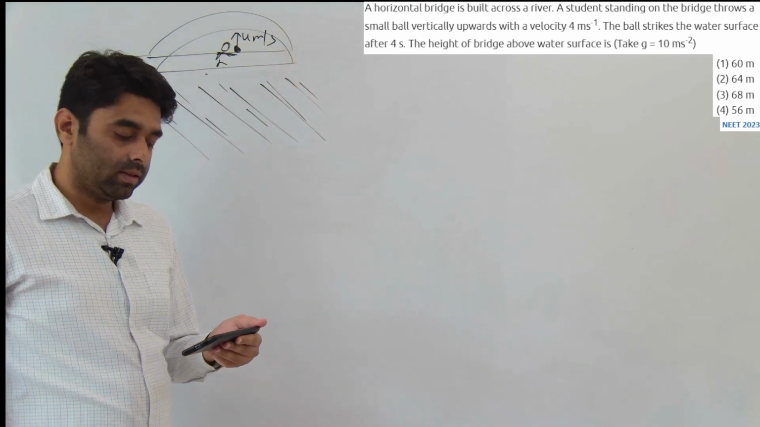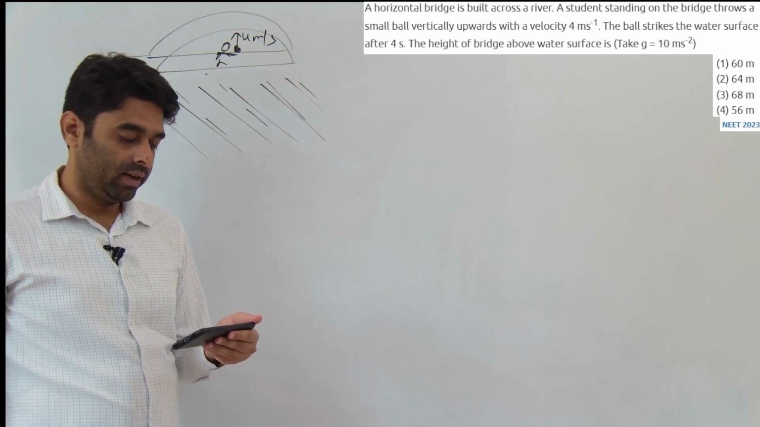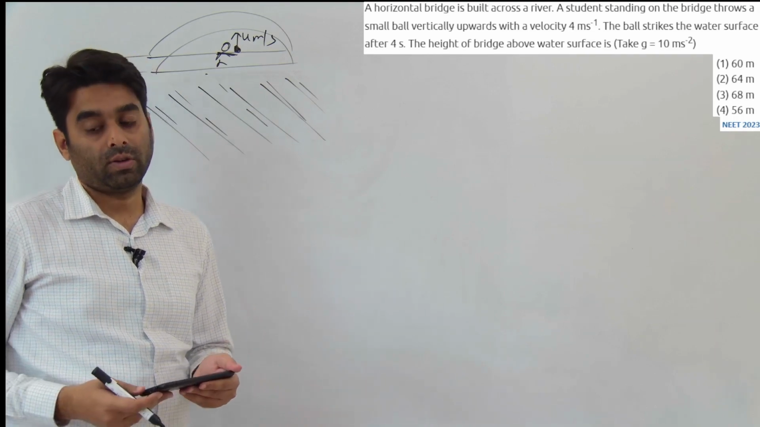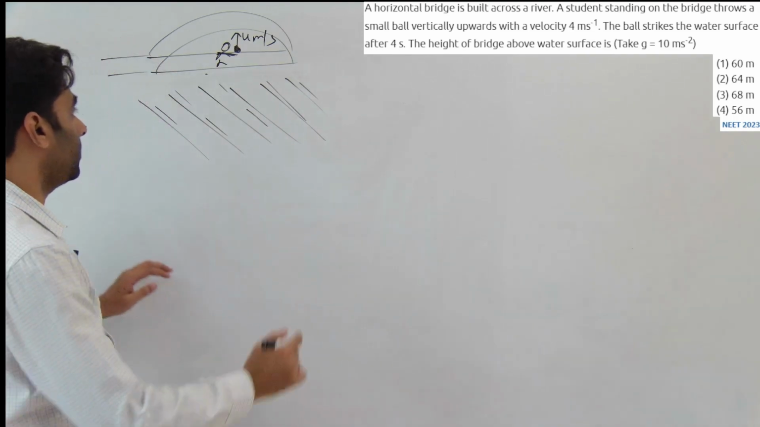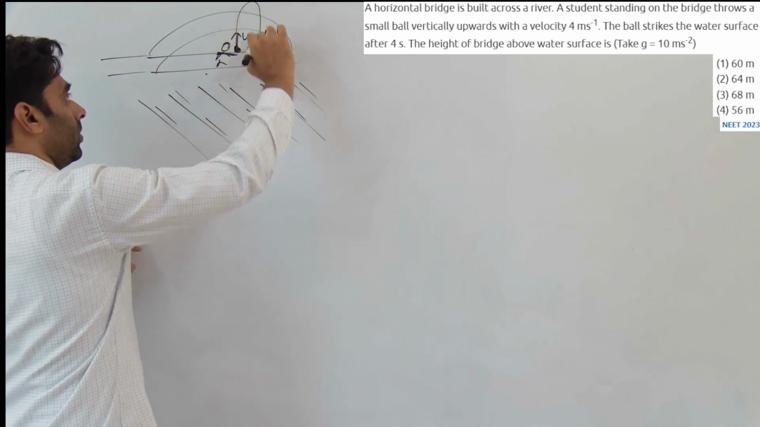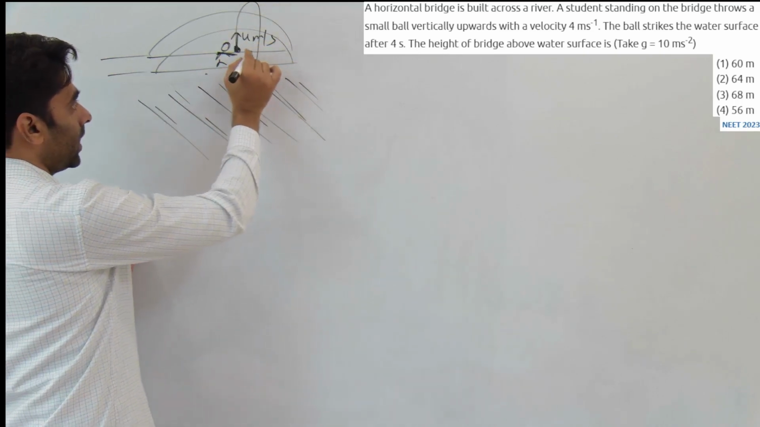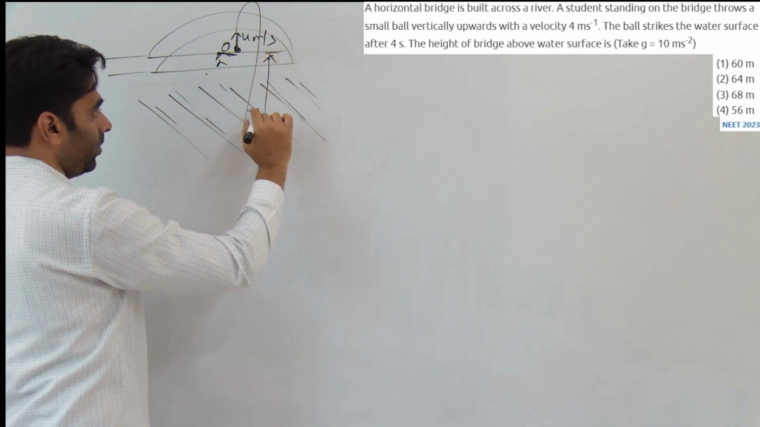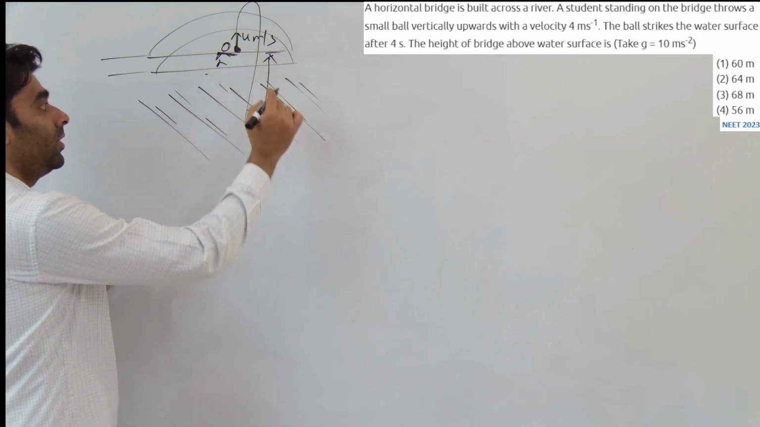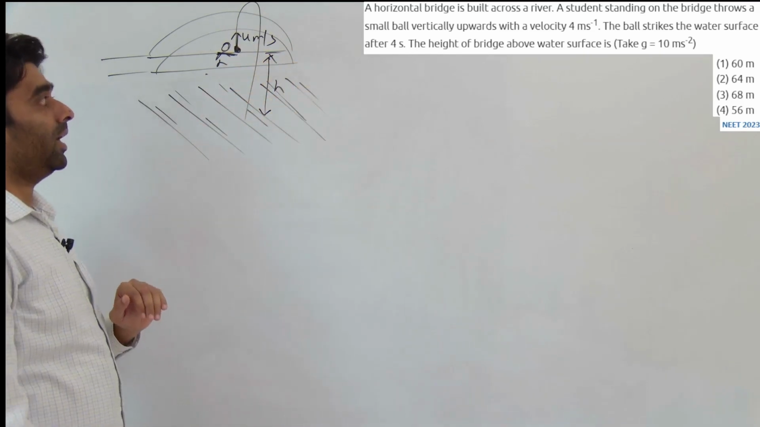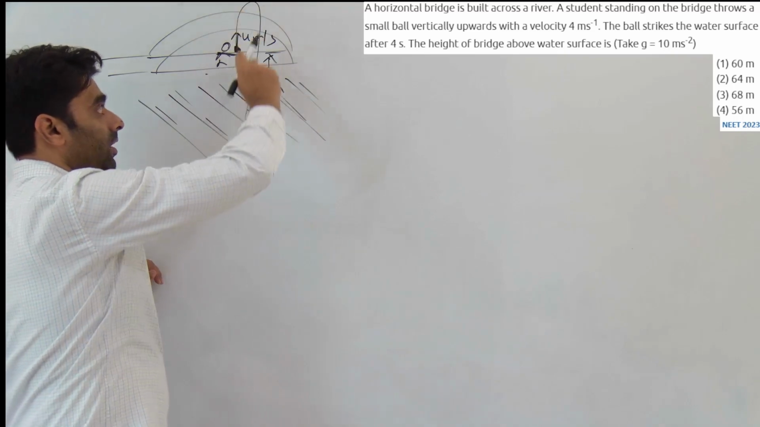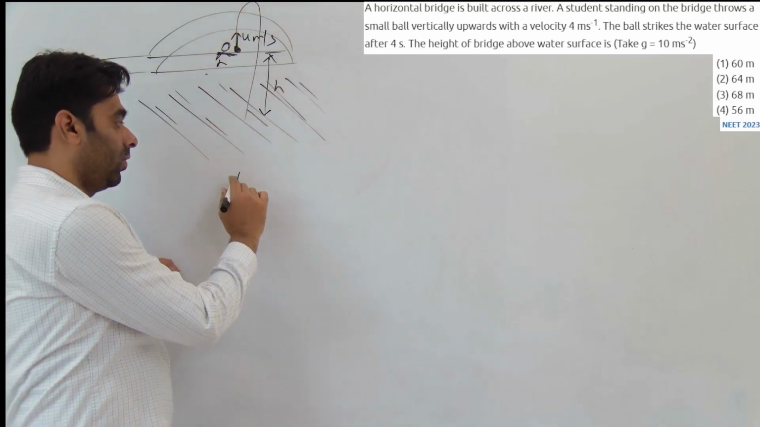The ball strikes the water surface after 4 seconds. The height of the bridge above water surface is, okay. That means what will happen? This ball will go up and it will fall. So this height, the height of the bridge from the water surface, how much time is it taking? How much time is it taking for the full journey? 4 seconds. 4 seconds, beta.